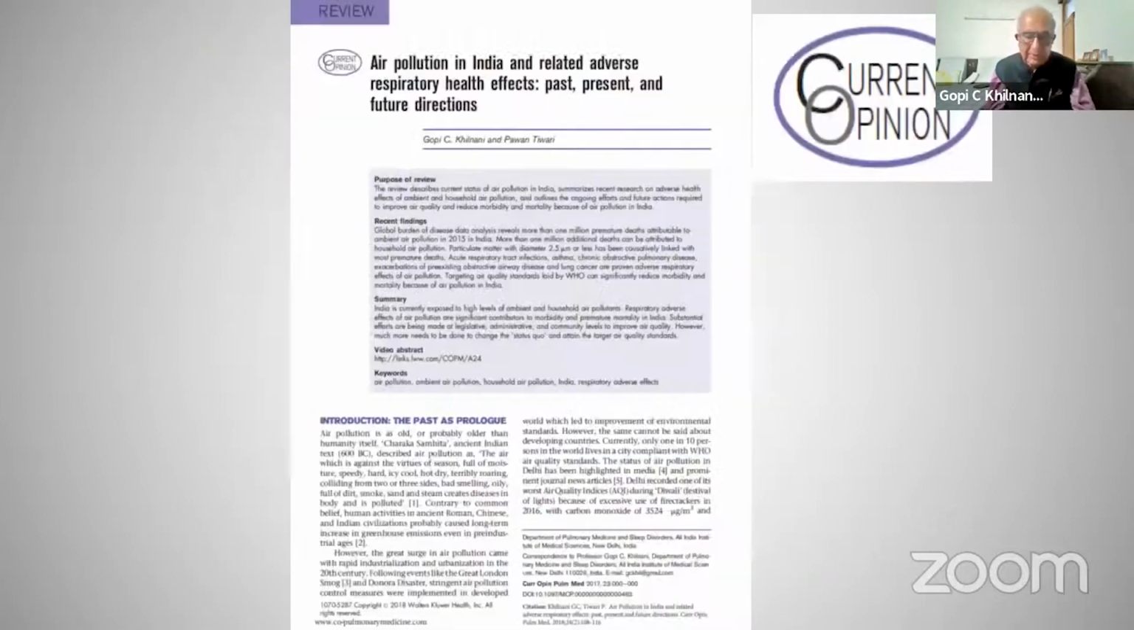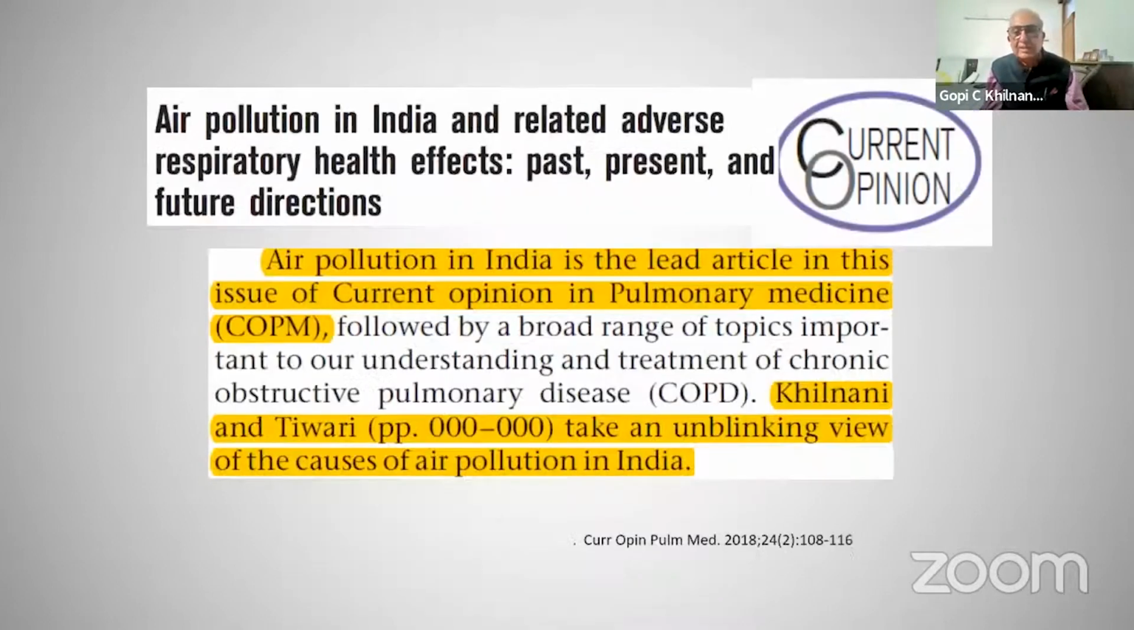Now, this is a paper which I was invited to contribute to Current Opinion in Pulmonary Medicine, titled Air Pollution in India and Related Adverse Respiratory Effects, Past, Present and Future. Along with my colleague Dr. Pawan Tiwari, I contributed this. And this had an accompanying editorial also, which said that air pollution in India is the lead article in the issue of COPM, and that Kilnani and Tiwari take an unblinking view of the causes of air pollution in India. This is a paper which we actually enjoyed writing.